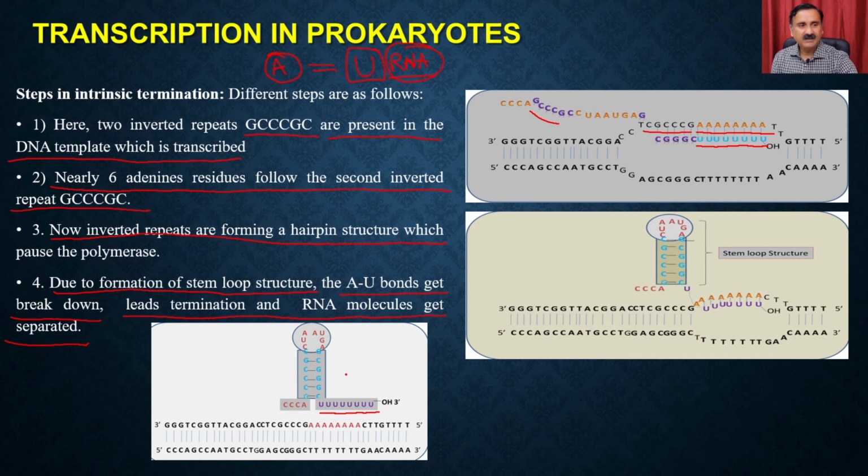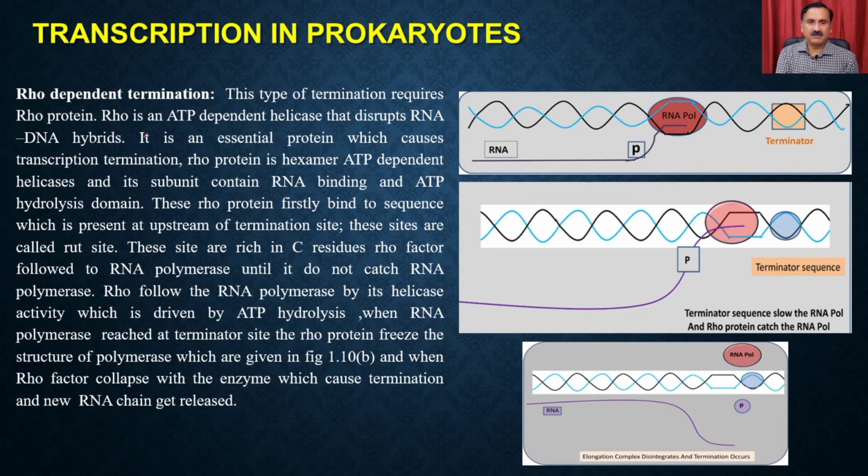Now the second mechanism is the rho-dependent mechanism. The rho-dependent mechanism depends on a protein called the rho protein. This type of termination requires the rho protein, and rho is an ATP-dependent helicase that disrupts the RNA-DNA hybrid. It is an essential protein which causes transcriptional termination, and rho protein is a hexamer.